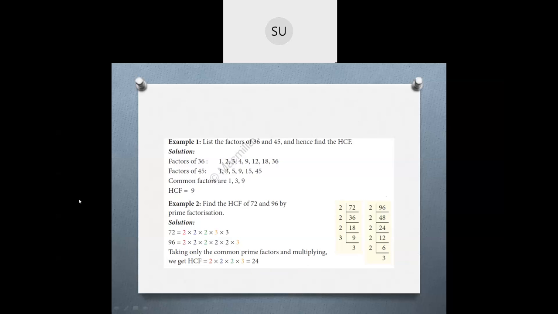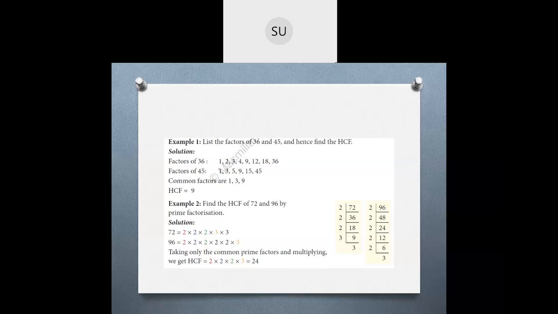Once you factorize, which are the common factors? How many sets of 2s are common in both 72 and 96? We have 3 sets of common 2s, colored in red, blue and green. So we'll take only the common prime factors: 2 into 2 into 2. And you also see that 3 is common for both. So HCF will be 2 into 2 into 2 into 3. When you multiply all that, you'll get 24. So the HCF of 96 and 72 is 24.